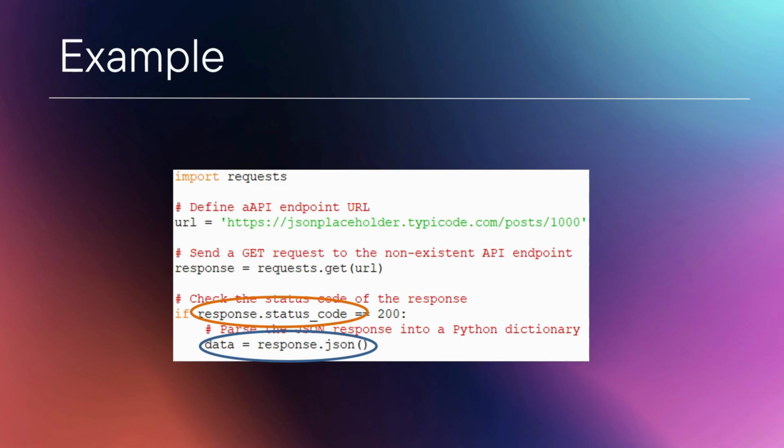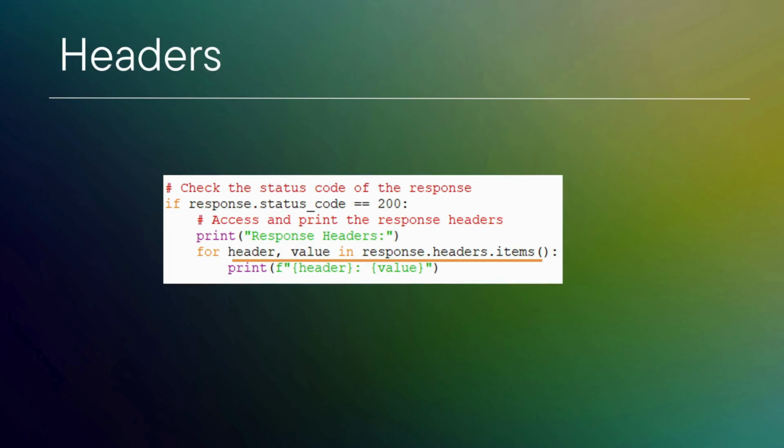And in the blue circle, you can see how simply we can convert the response into a JSON format. And JSON is just like a dictionary in Python. And this is how we can access the items in headers. So headers is basically a dictionary as well, and we can just see what things it provides.